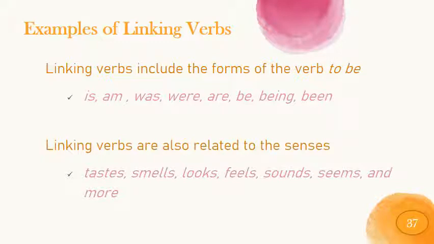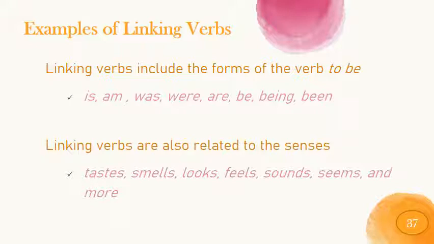Examples of linking verbs. Linking verbs include the forms of the verb to be. So the first form of the linking verbs is the verb to be. Am, is, are, was, were, be, being, been. These are the forms of the verb to be. So the verb to be is one of the linking verbs.